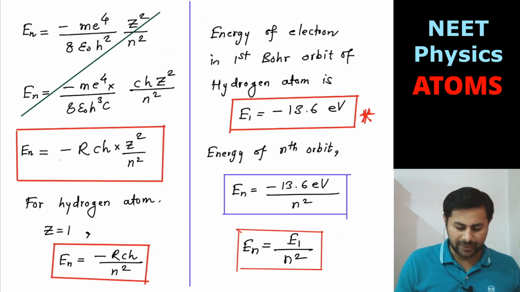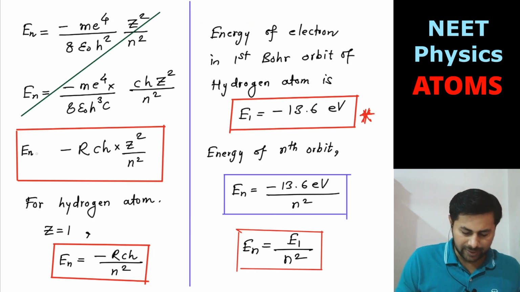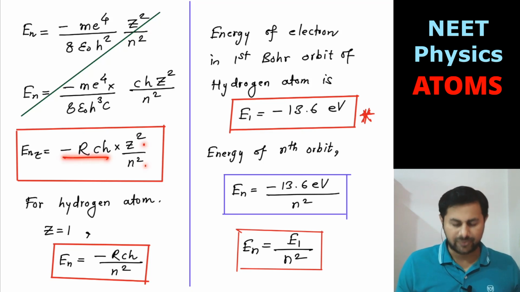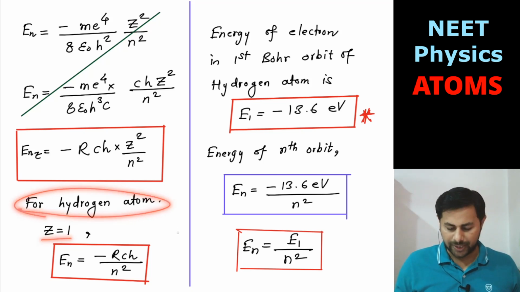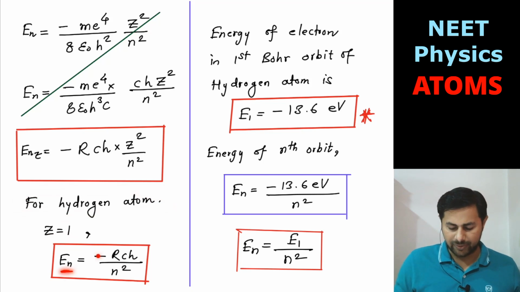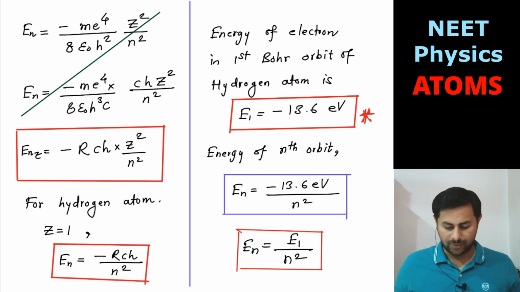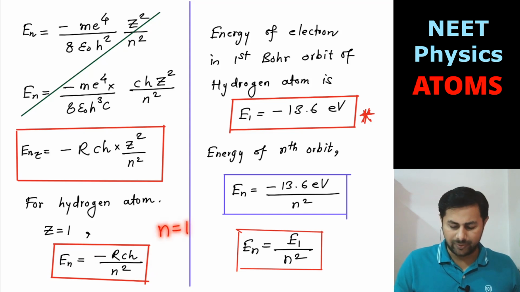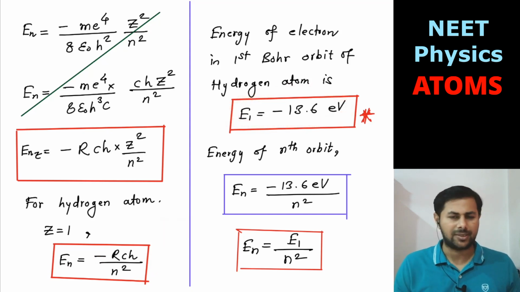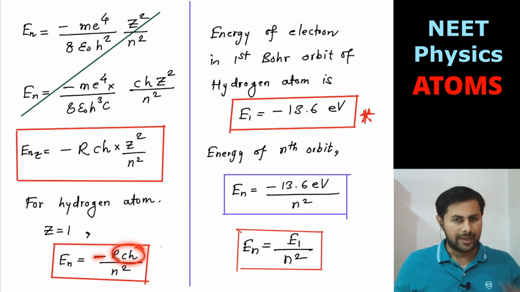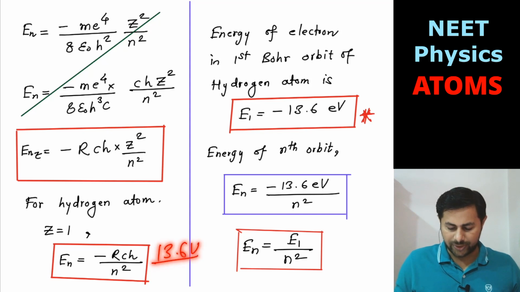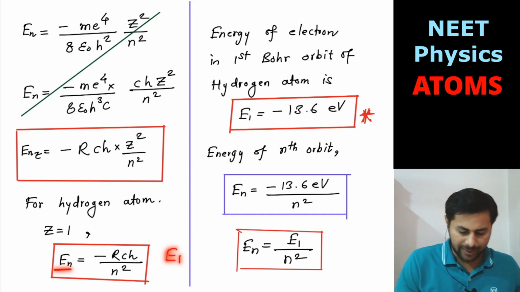So as we said, Enz is equal to minus of RCH Z square by n square. If you want it for hydrogen atom, put Z equals to 1. What do you get? En is equal to minus of RCH by n square. And if you put n equals to 1, you get E1, which is equal to minus 13.6 electron volts. So what would be energy of nth orbit? It is just equal to minus of RCH, its value is 13.6 electron volts, so En is just equal to E1 divided by n square.